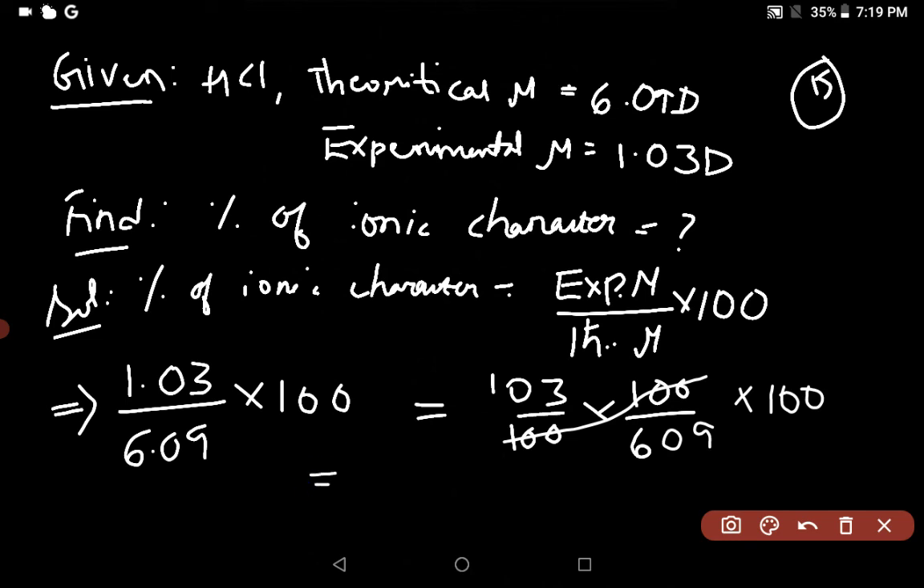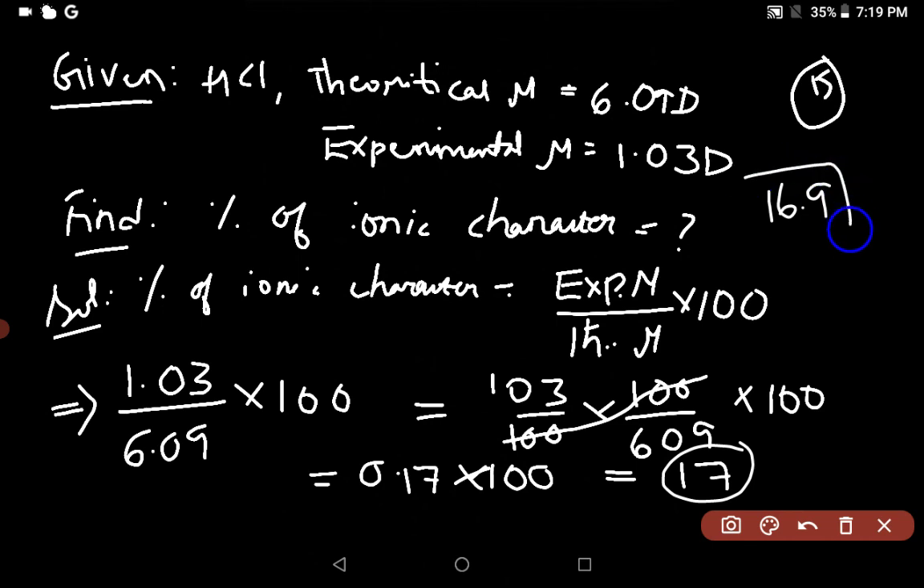Now what is this 103 by 609? It is 0.17, into 100, so that is nothing but approximately 17. This is also an approximate value because the decimal keeps going, so don't think you can find it until the end. Now here you can see the answer is 17, but you will be confused that it is not in the options. But when you check option B, it is 16.9, just 0.1 less than this, right? So you can keep the approximate answer, that is option B. It is very near to that. This is the answer for that question.